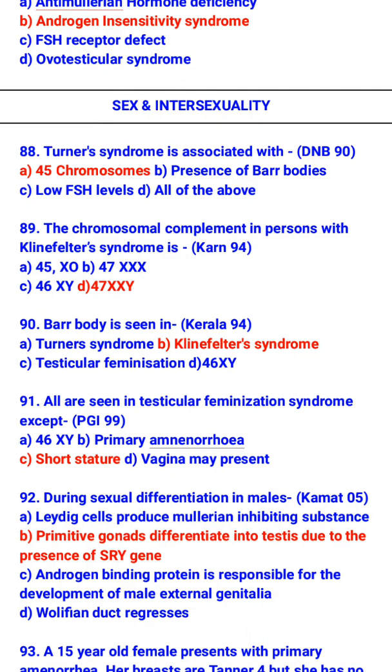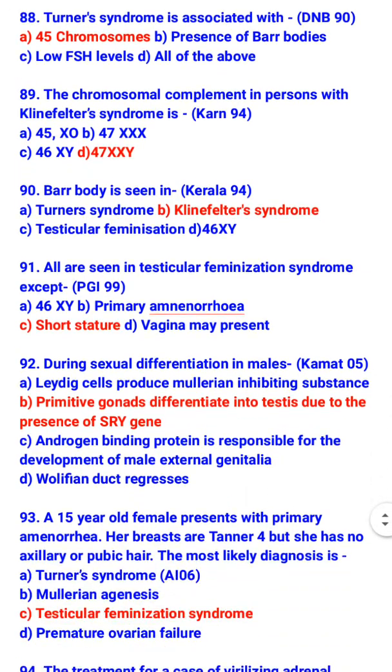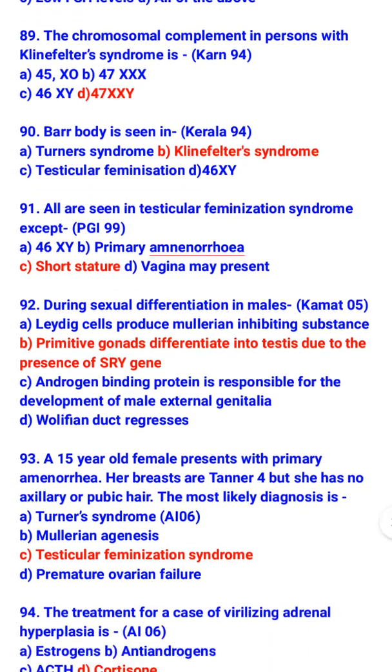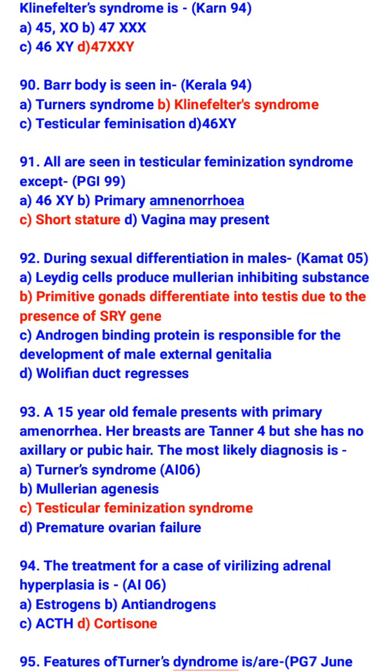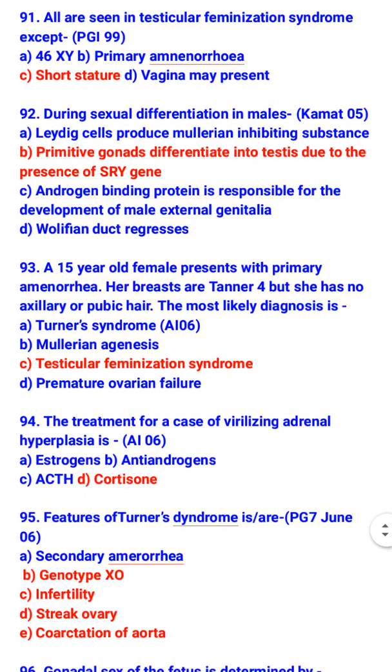Barr body is seen in Klinefelter syndrome. All are seen in testicular feminization syndrome except. So what is seen is 46XY, primary amenorrhea, and vagina may be present. Short stature is not seen in testicular feminization syndrome. During sexual differentiation in males, primitive gonads differentiate into testes due to the presence of the SRY gene. A 15-year-old female presents with primary amenorrhea. Her breasts are Tanner 4, but she has no axillary or pubic hair. The most likely diagnosis is testicular feminization syndrome.